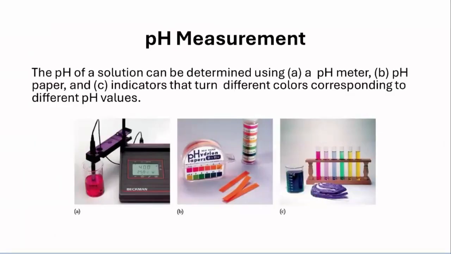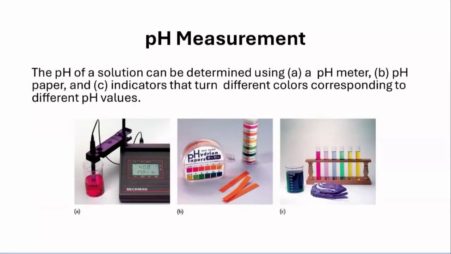pH can be measured with a variety of instruments. We can see in letter A that this is called a pH meter. A pH meter is an instrument in which the electrode is submerged in a solution, and then the screen tells you specifically what the pH of the liquid is. In this case, since the screen is saying that the pH is 4.00, this substance is known to be acidic.